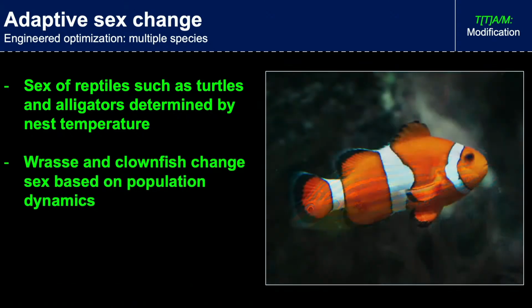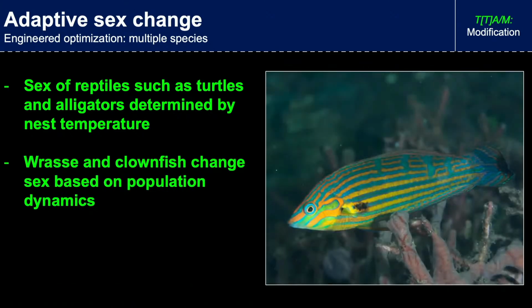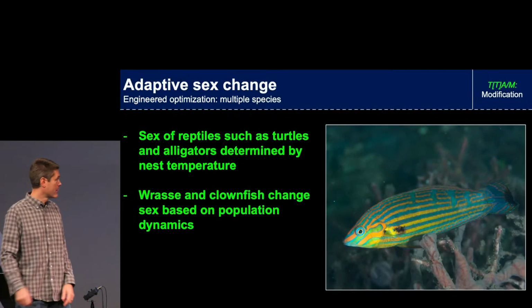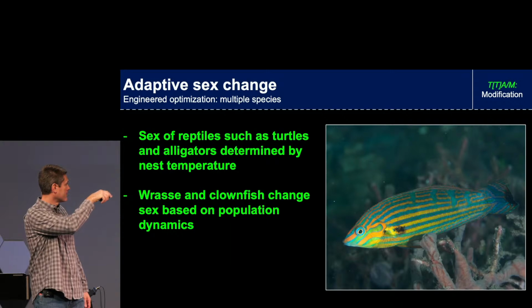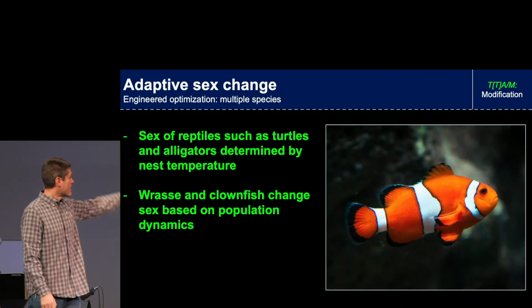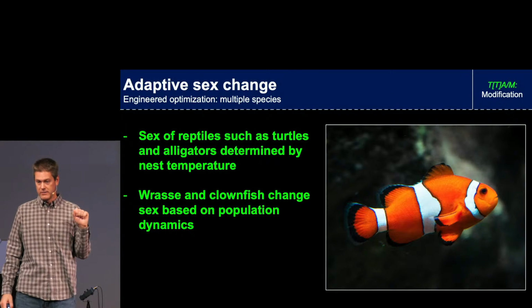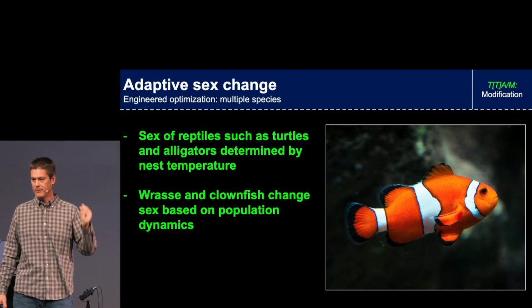Oops. Now it's going from not moving at all to moving really fast. So also, as an example, are wrasse and clownfish, and they change their sex based on the population dynamics, not on temperature in the nest. So again, this happens during development. The wrasse, they are all born female, and they're in a group of fish, a school of fish, and the dominant female changes its sex to male. The clownfish does the exact opposite. There you go. You'll see Nemo in a whole new light. They're all born male, and the dominant one becomes female.